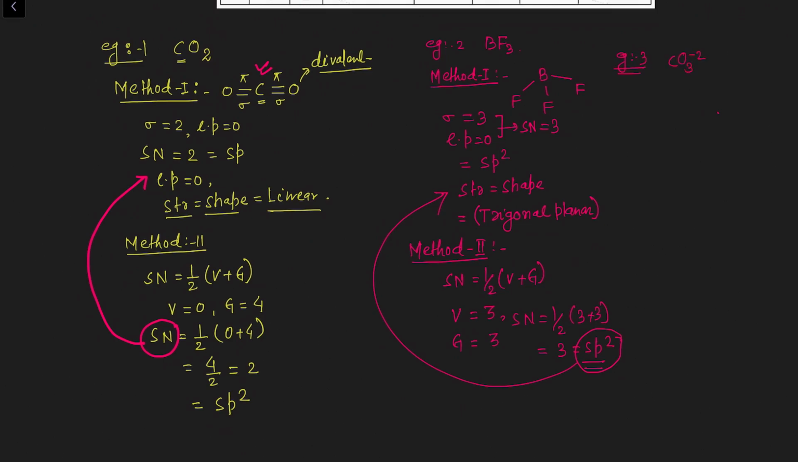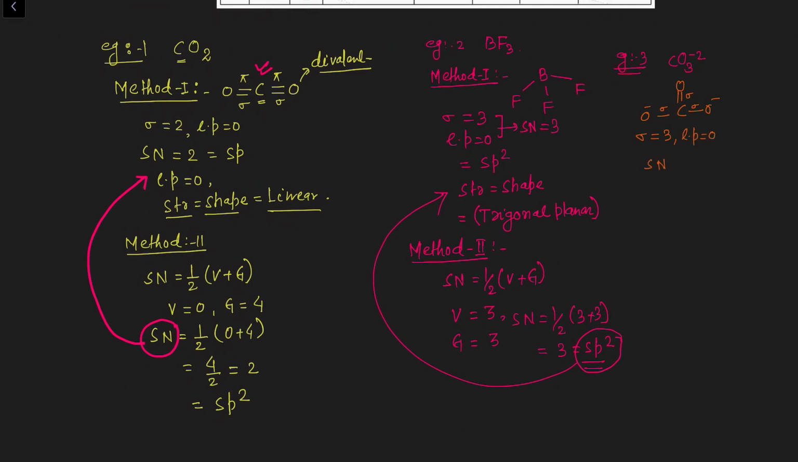Now example number 3, CO3 2-, the carbonate ion. Now draw the Lewis dot structure of this carbonate ion. This is the Lewis dot structure of the carbonate ion. In this structure again, the number of sigma bonds formed by the carbon with the 3 oxygens: 1, 2, 3. 3. Lone pair of electron on carbon is 0.